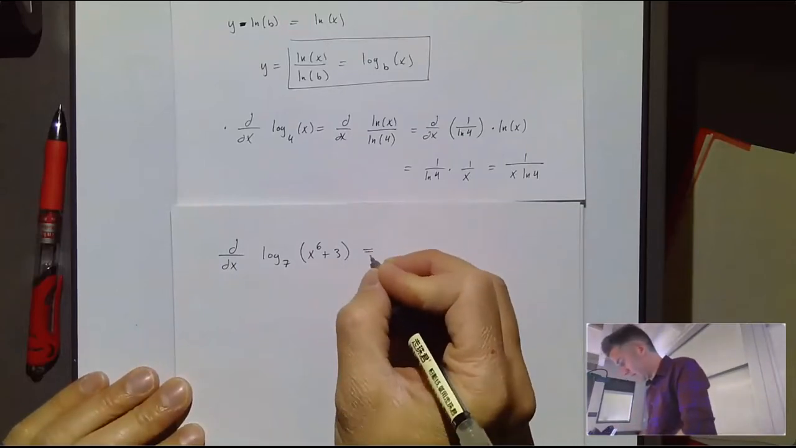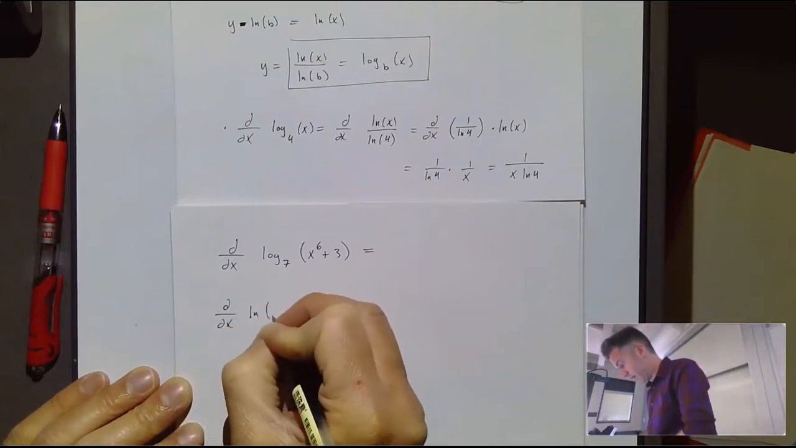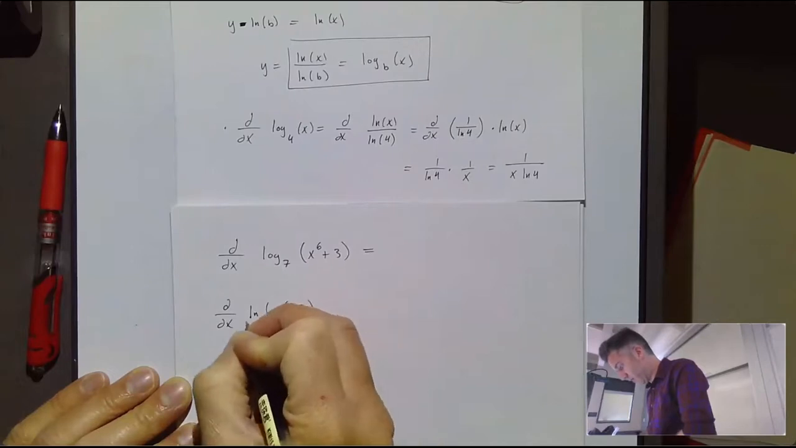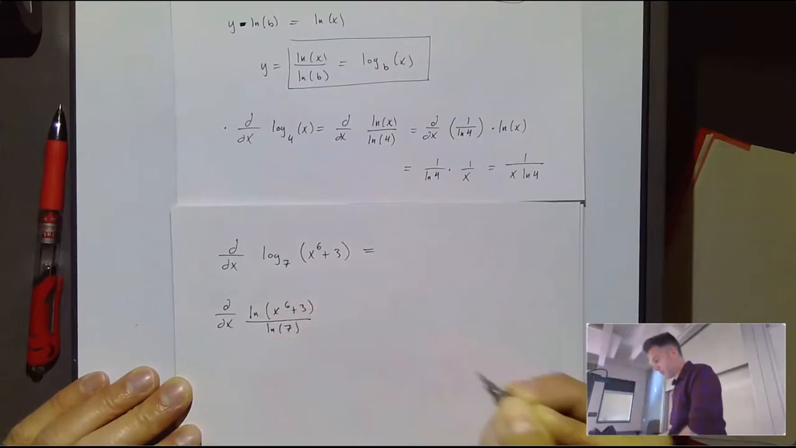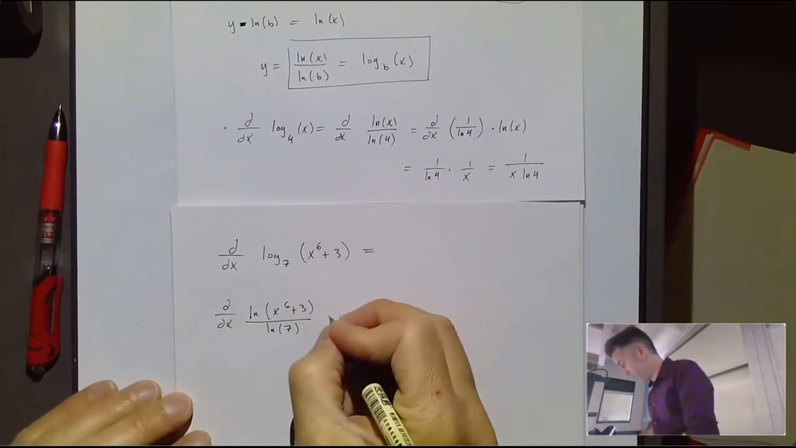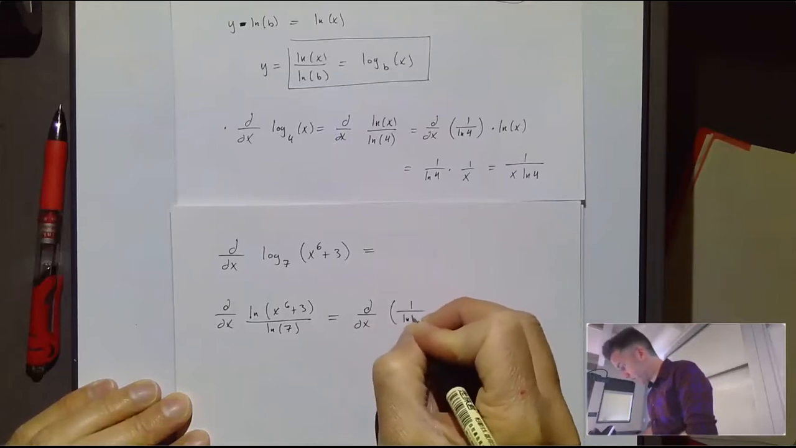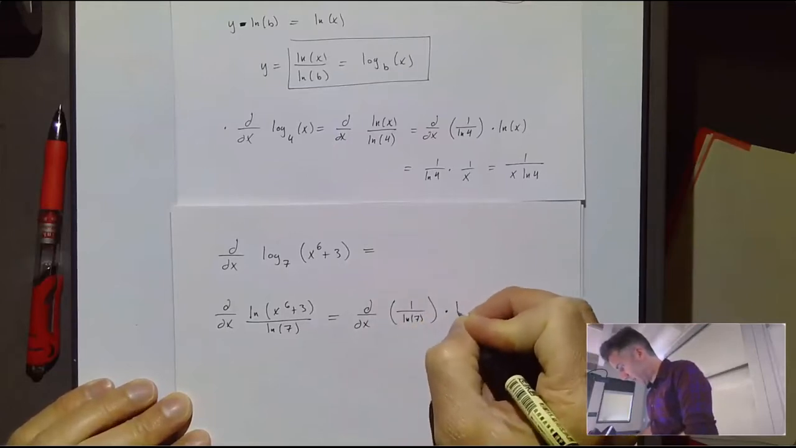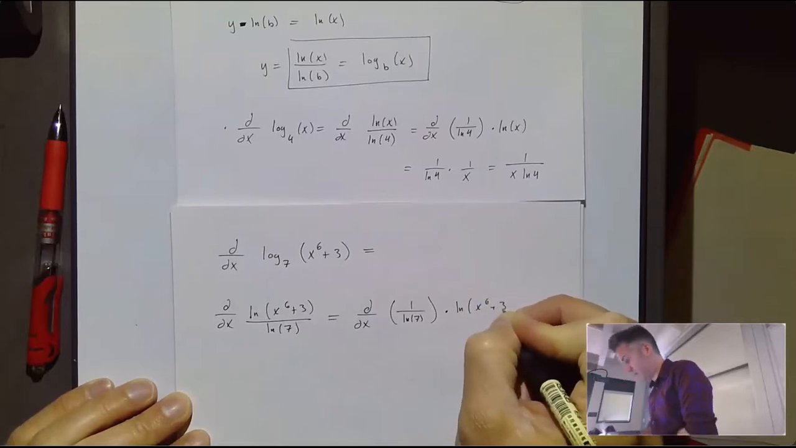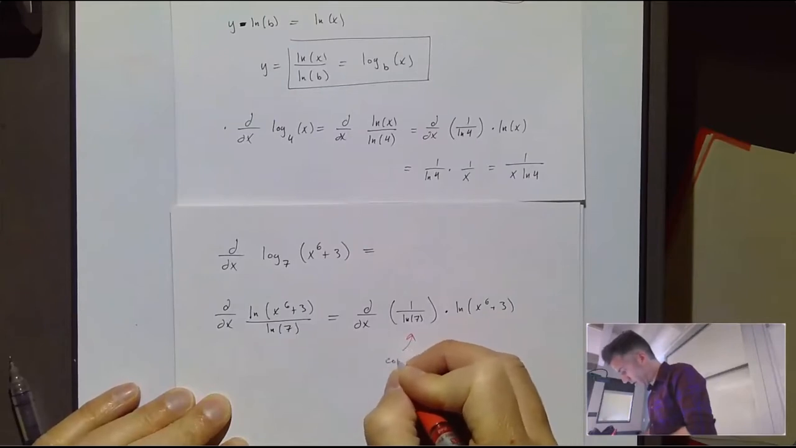So I'm going to rewrite this as the derivative of the natural log of x to the 6 plus 3 divided by the natural log of 7. And although you don't have to rewrite it, I'd really like to write it as a constant times a function. To me, it's just easier to see what to do. So I really prefer to rewrite this as the derivative of 1 over natural log of 7 times the natural log of x to the 6 plus 3. Because then it's much more obvious to you that, oh yeah, that's a constant.